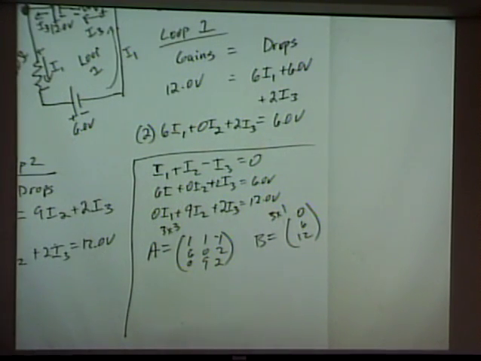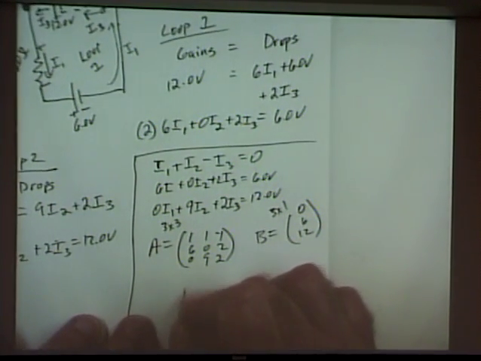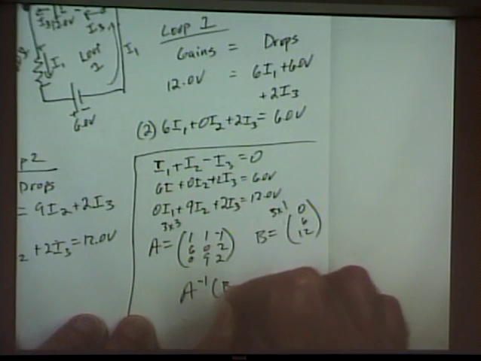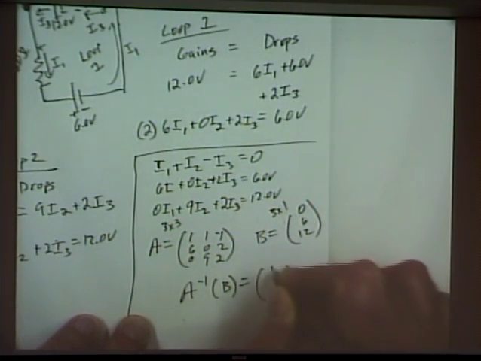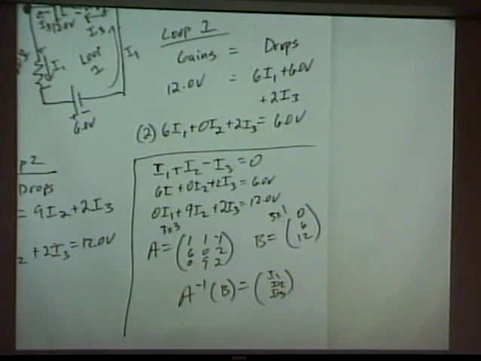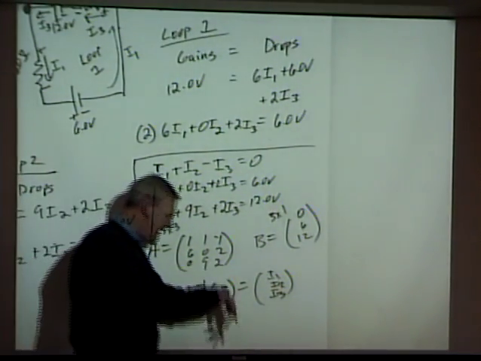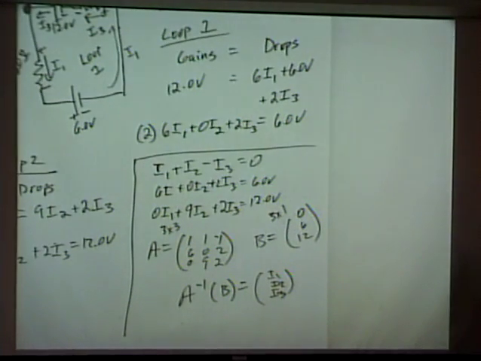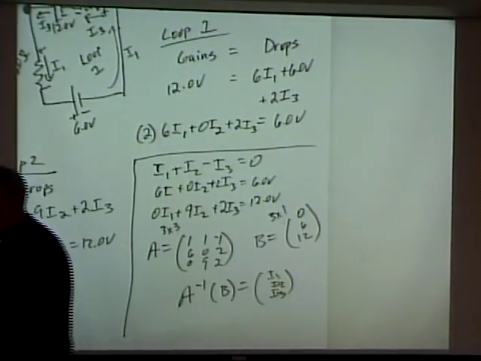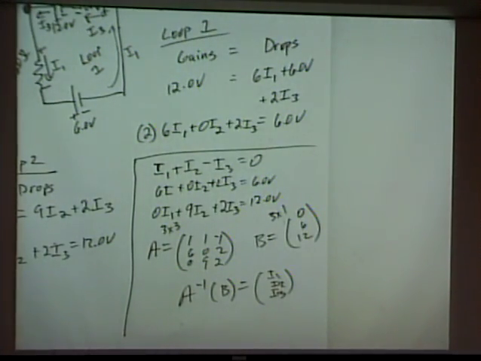All right? And then what you do on your calculator is you take A to the minus 1 times B, and that should equal your answer of I1, I2, and I3. That's what we're trying to find: what the current is through each one of those things. Then I can find the power dissipated through each one. Okay? All right, so now, how would I do that? Here's how. We're going to do it this way.